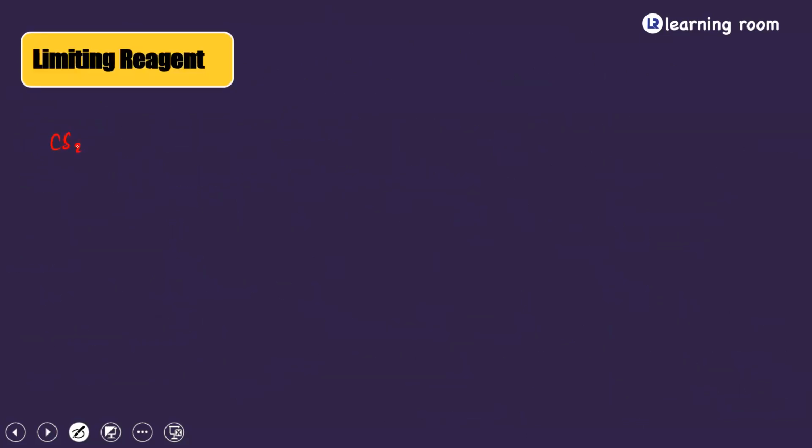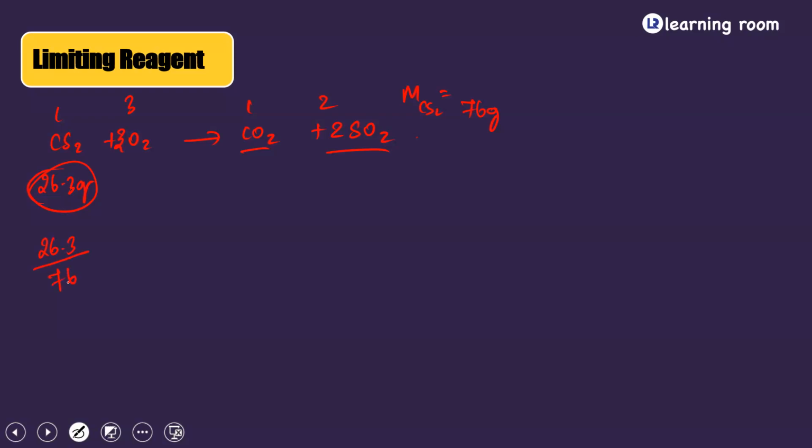So we have got CS2 plus O2 gives you CO2 plus SO2. சரியா? CS2 எவ்வளவு இருந்தது? Molar mass of CS2 is 76 grams. This is the molar mass of carbon disulfide. They have given you 26.3 grams of carbon disulfide. Now I know the relation. But if I identify the number of moles of carbon disulfide, I can very easily say the number of moles of carbon dioxide and sulfur dioxide. So, what is the number of moles of carbon disulfide? 26.3 divided by 76. Solve and tell me what is the answer.